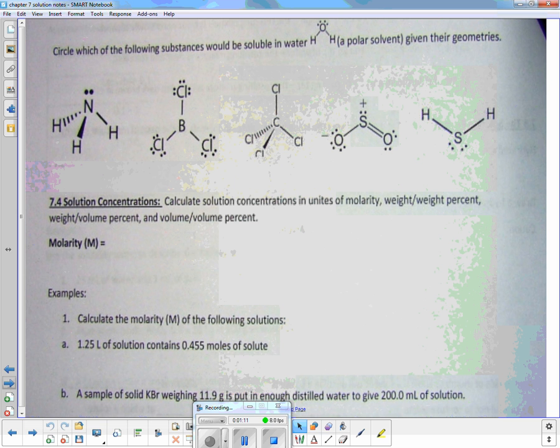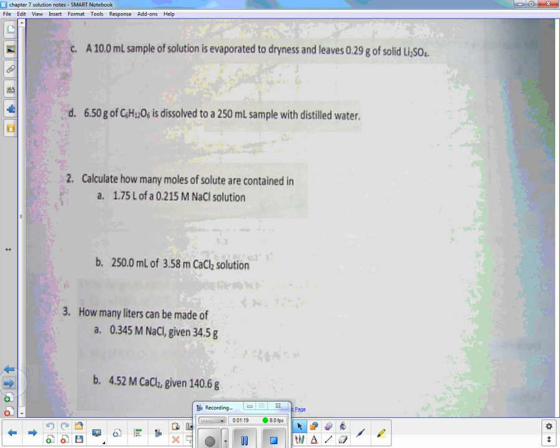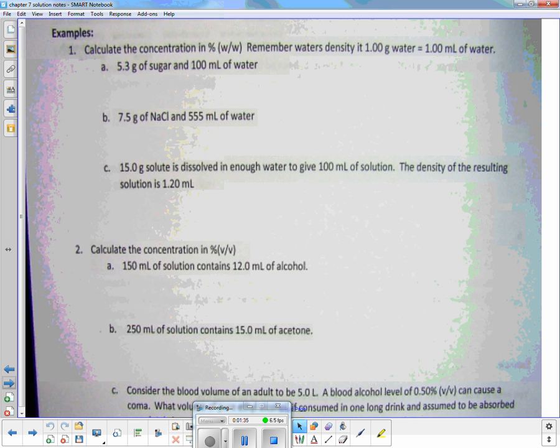We talked about molarity, moles divided by liters. Remember, it's moles of solute divided by liters of solution. We actually calculated molarity several different ways. We calculated moles and we calculated liters. We then calculated grams. We talked about percent. We talked about pph, ppm, ppb, and then weight percent, weight volume percent, and volume percent. We didn't get to that.